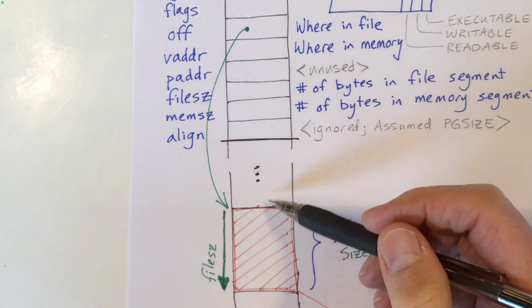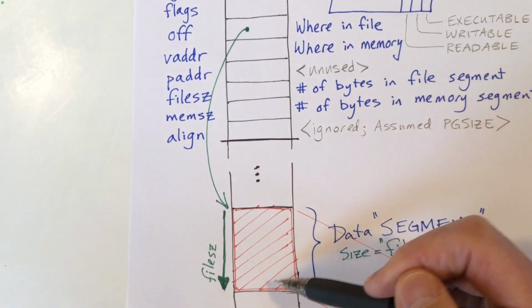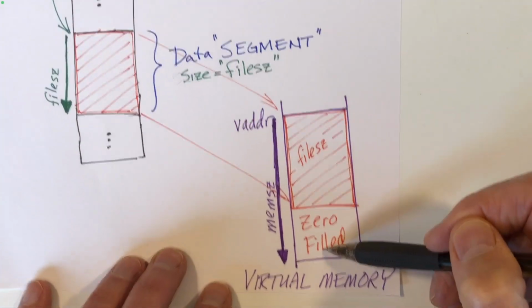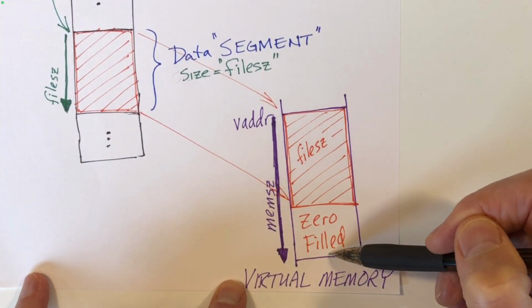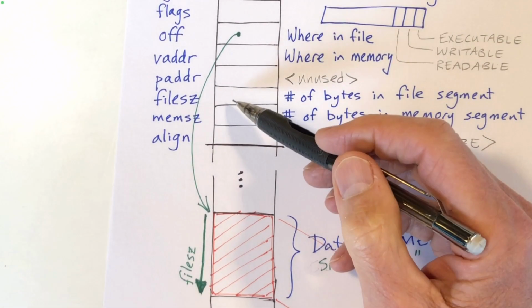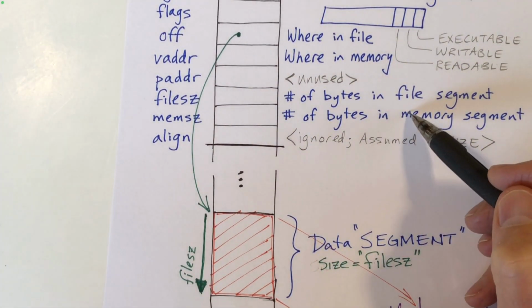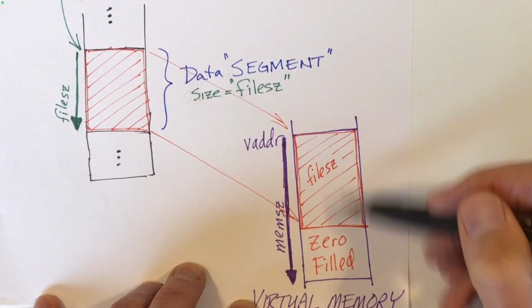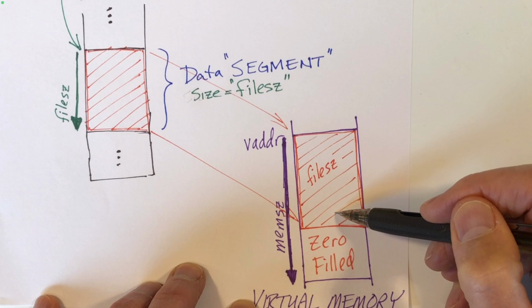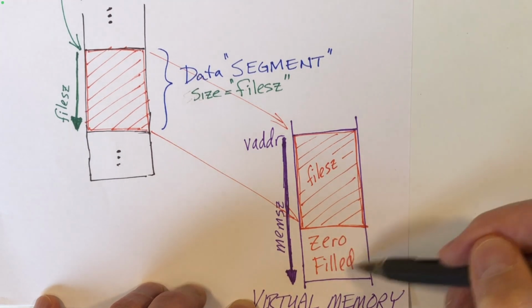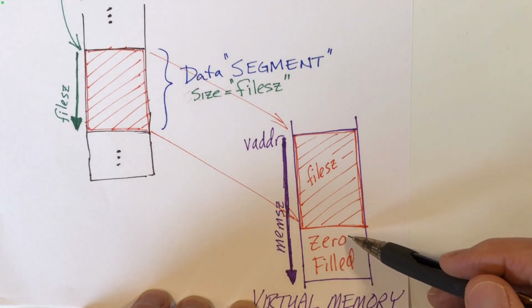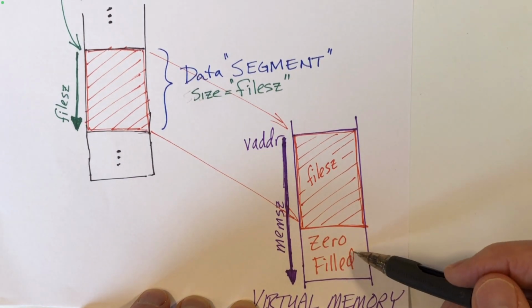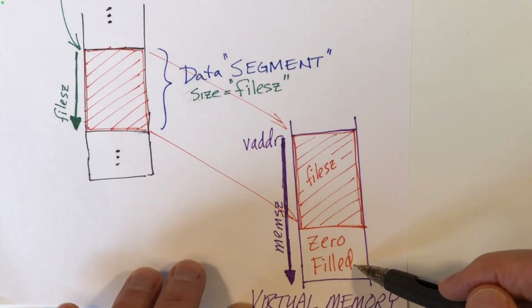As I said, the file size tells how many bytes are in the file for the segment. The memory size tells how many bytes in the virtual memory address space are to be occupied by the segment. The memory size can actually be larger than the file size. It cannot be smaller, but it can be equal to or larger than the file size. If it is larger, then the kernel is supposed to fill in the remaining bytes with zeros.